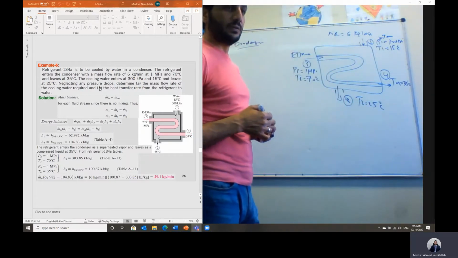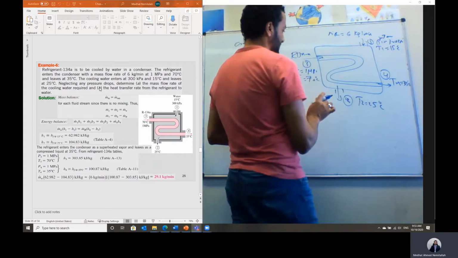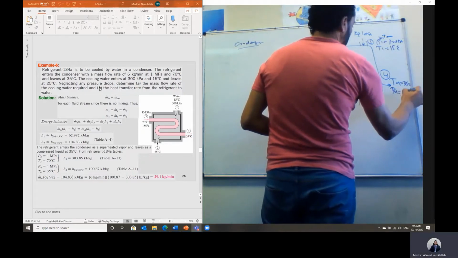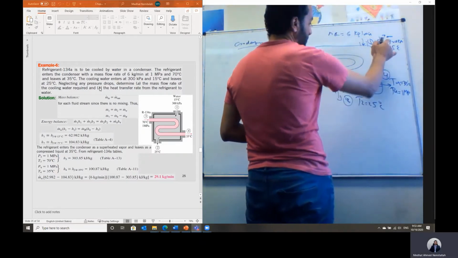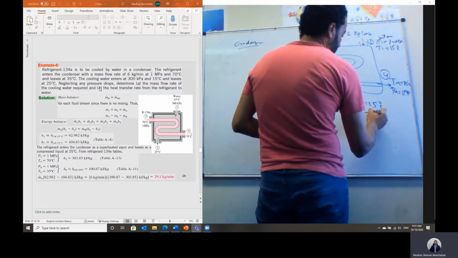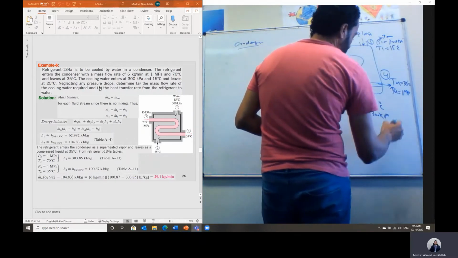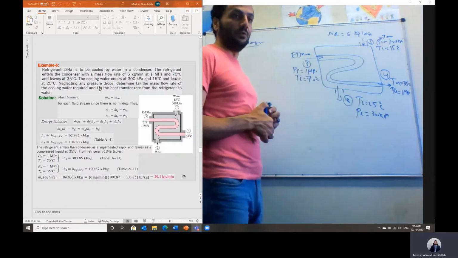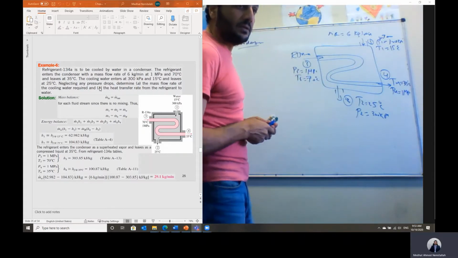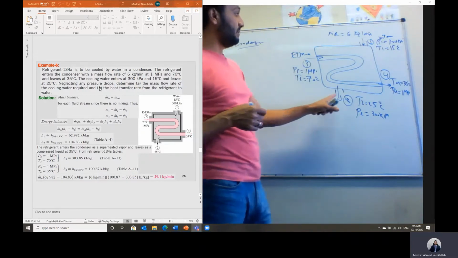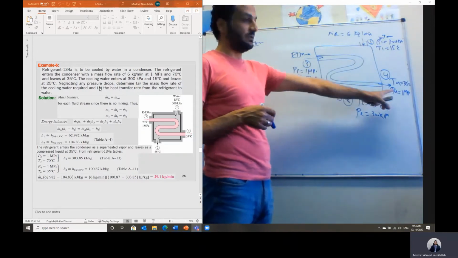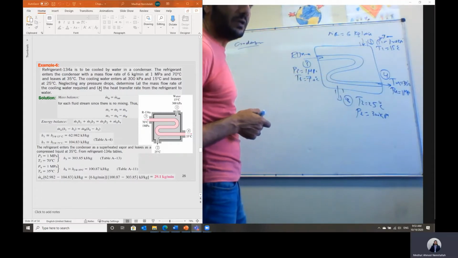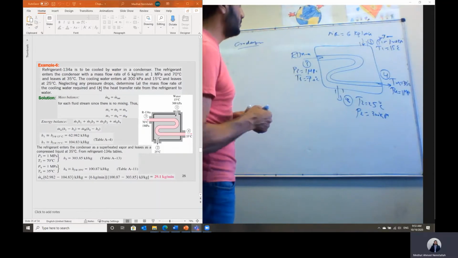He said neglecting the pressure drop within the system, that means P3 will be the same as P4, equal to 1 megapascal, and P1 is the same as P2, which is 300 kilopascal. Now I have pressure and temperature at all points in this case. And he said we need to calculate the required mass flow rate of water to cool down this refrigerant to have an outlet temperature equal to 35 degrees C, and the heat transfer from the refrigerant to the cold water.